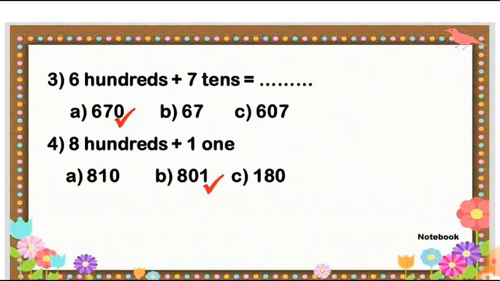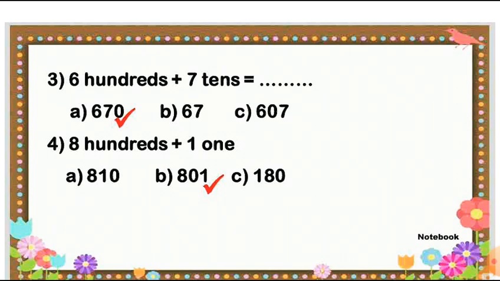Now, look at the next one. 6 hundreds plus 7 tens. First you check whether all the places are given. No, the ones place is not given here, isn't it? If any place is not given, you should write 0 in that place. So 6 in the hundreds place, 7 in the tens place and 0 in the ones place. So the answer is 670. Option A is the right answer.